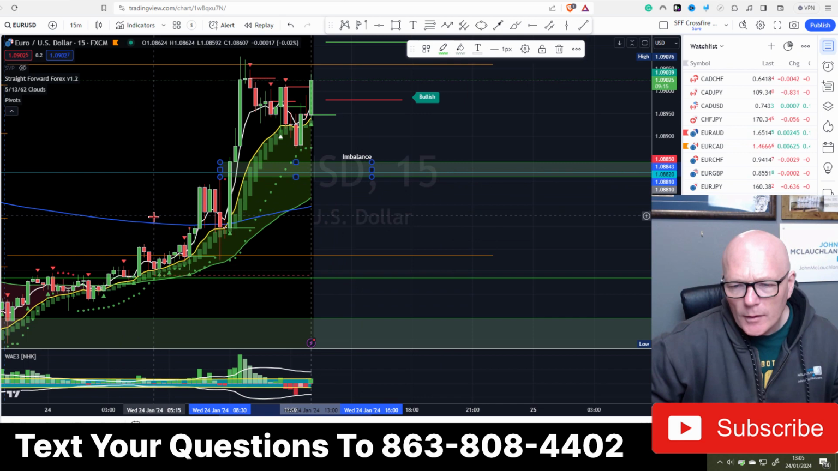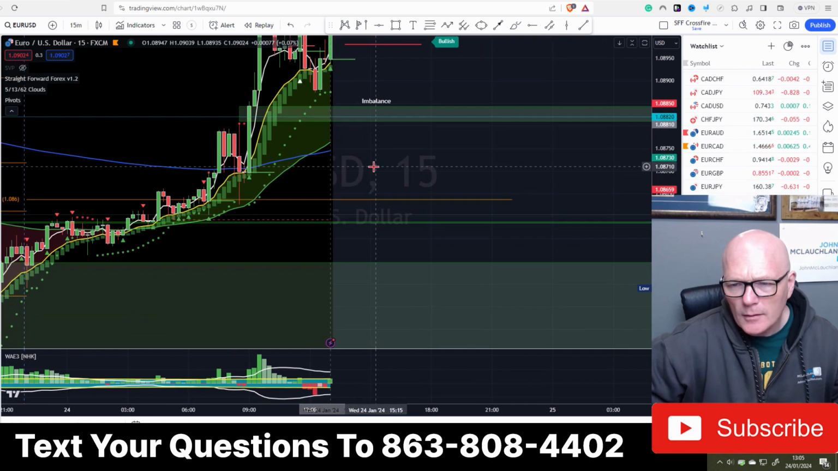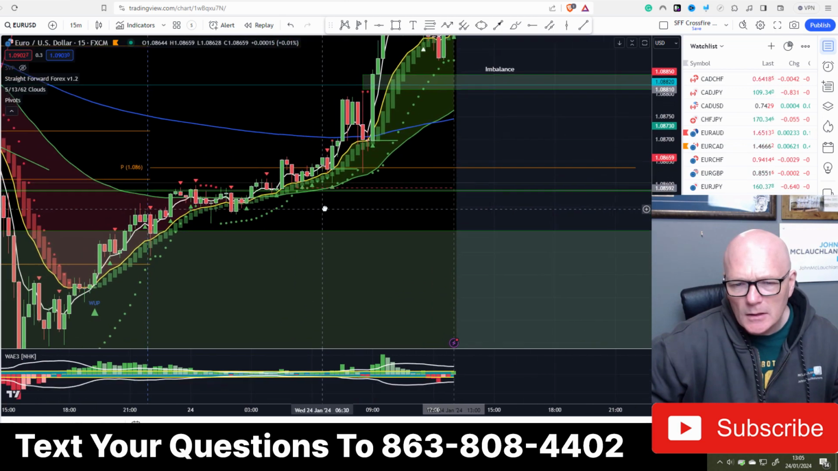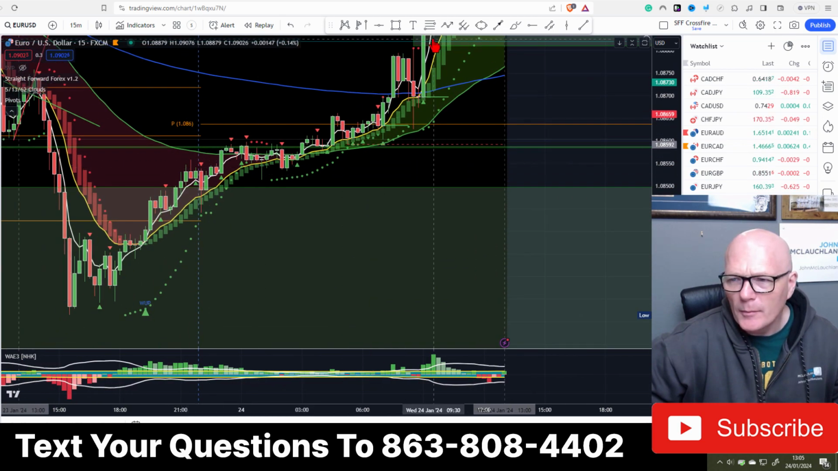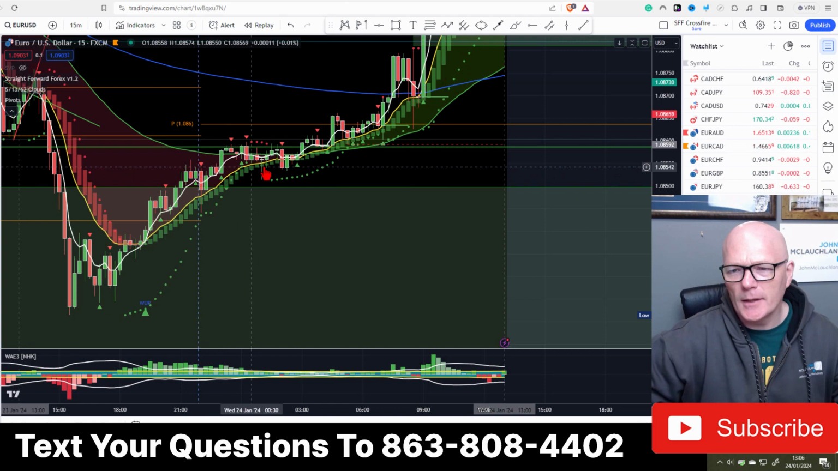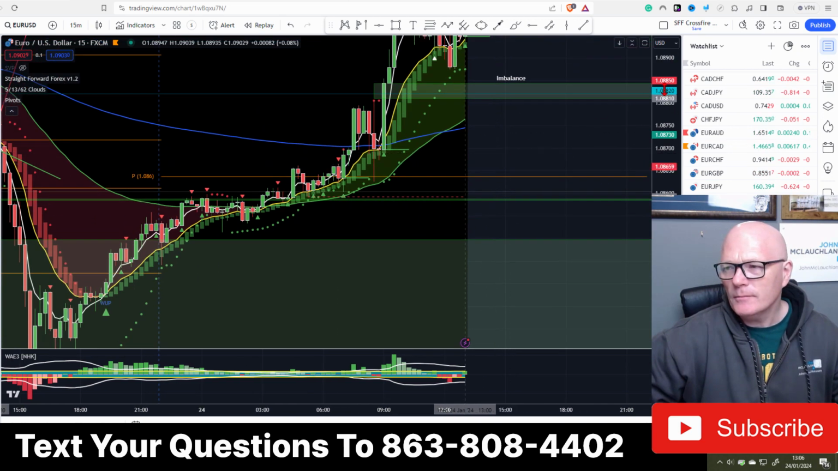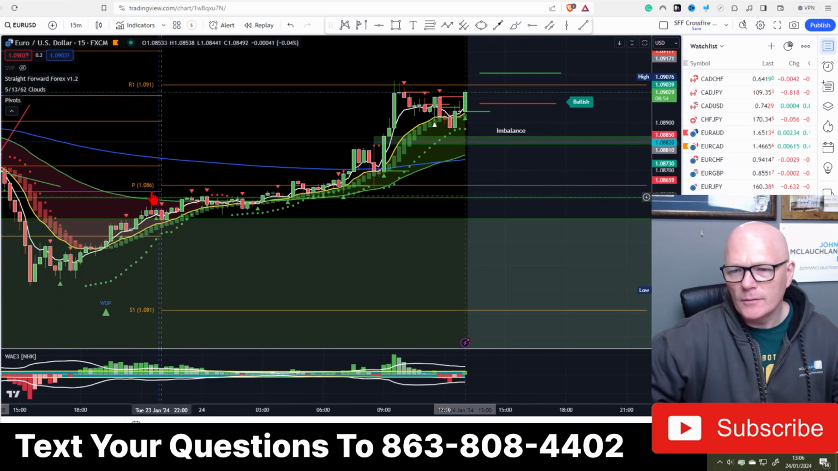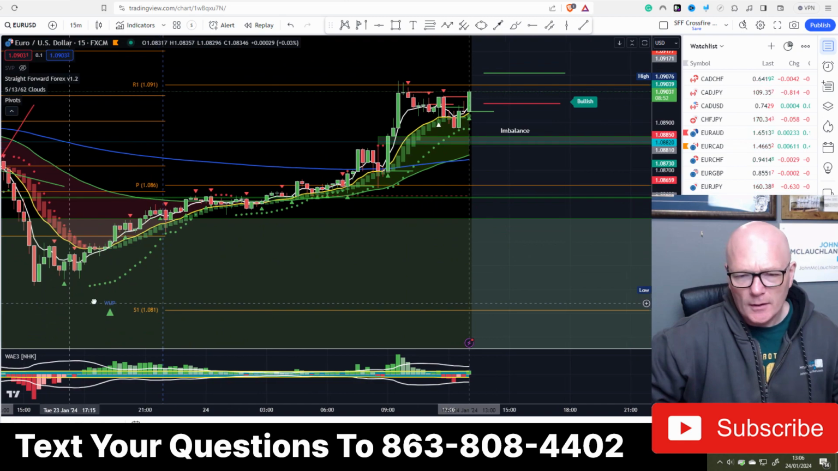And what have we got further down? Look at this big indecision candle. Some big moves from this morning. This is the open of the market from last night, and then it pushed up. See this? Big moves. Some big moves, which is good.